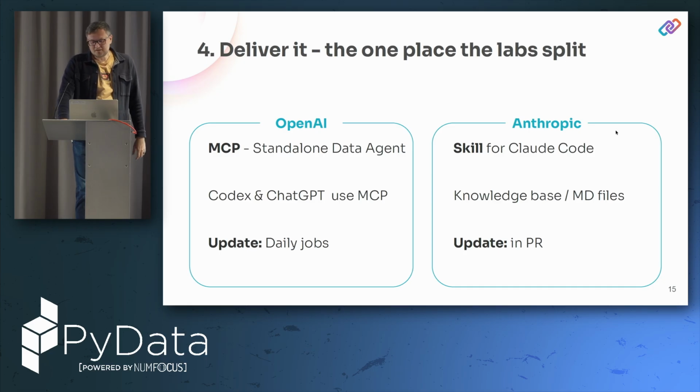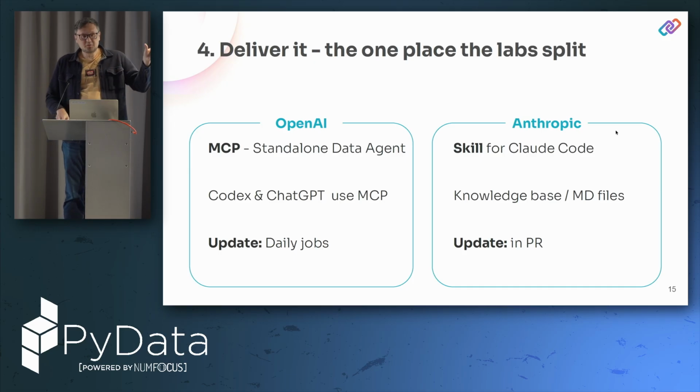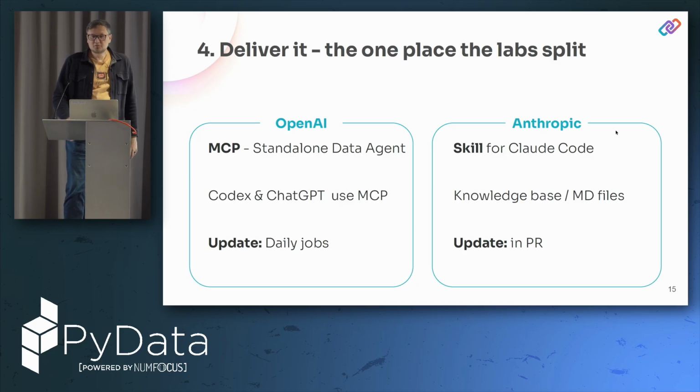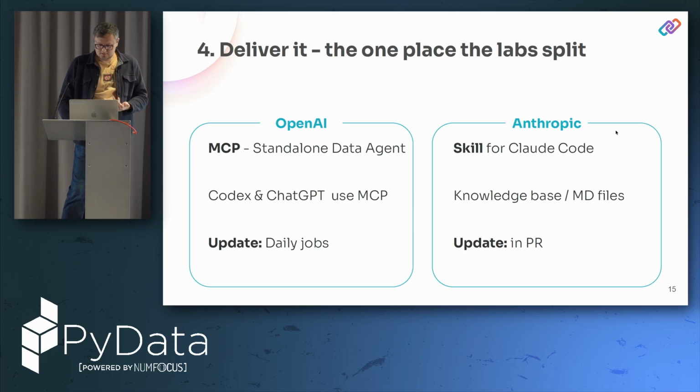And the delivery problem is the more obvious, logistical one. The difference is not so big, I would say, but OpenAI works mostly through MCP, like a standalone agent somewhere. They deliver this to Codex and ChatGPT through this standard protocol, and they update it on a daily basis. Anthropic takes a bit different approach. It's a skill for Claude Code based on MD files. It's all in the repository, not yours, but theirs, and they update it in every single PR. They have hooks to update it and support this data consistency.